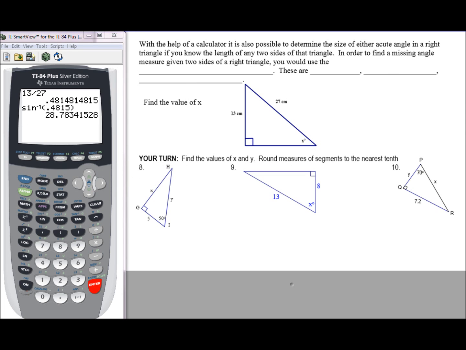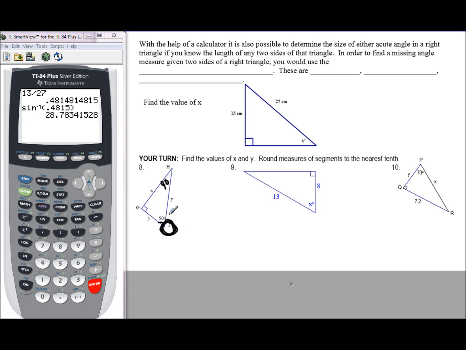Okay, so now I'd like you to use what we applied just now to find the values of x and y. So the first step here for number 8 is to find the missing angle measure over here, h. And you should get 40 degrees. Now you decide which side or which angle you want to use as your reference angle. I want to use angle I.